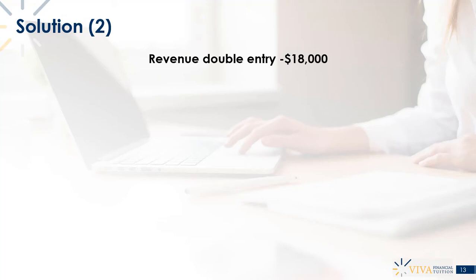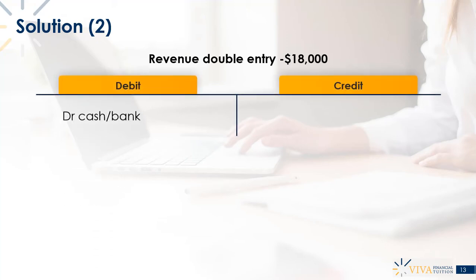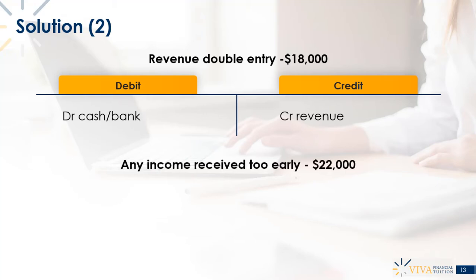That has been received into the bank, so we debit the cash bank and we credit revenue. But we've actually received extra, haven't we? Any income received too early, and the income received too early here is $22,000, total of 40. Now we're not going to give that back. We're going to keep it and say thank you very much.